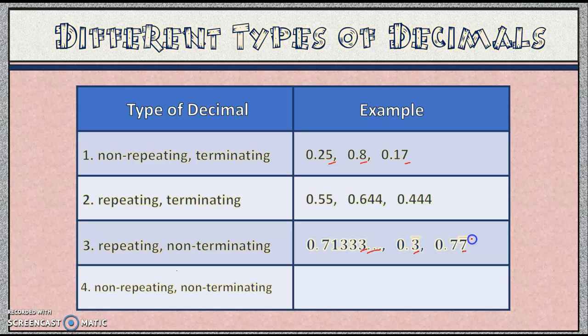Number 4, non-repeating and non-terminating. Example, 0.31437 and so on. There is no pattern, no digit that is being repeated, and it doesn't end.